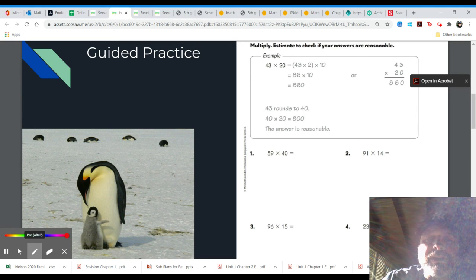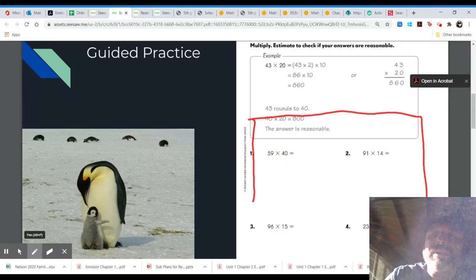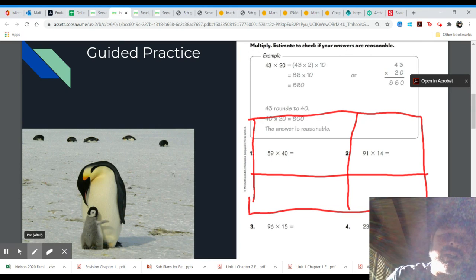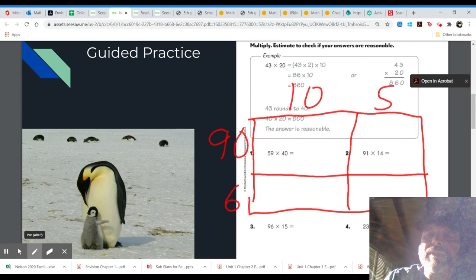All right, the next one we're going to do is number 3. That's 96 times 15. I'm going to do both methods again. So I'm going to make my boxes, and I'm just going to take over the entire area here. I'm doing this because I got a 90 and a 6, right? 90 plus 6 is 96. And on the top, I'm going to do a 10 and a 5 because it's 15. And let's do this. So 10 times 90 is 900 because you just do a 9 and add 2 zeros.